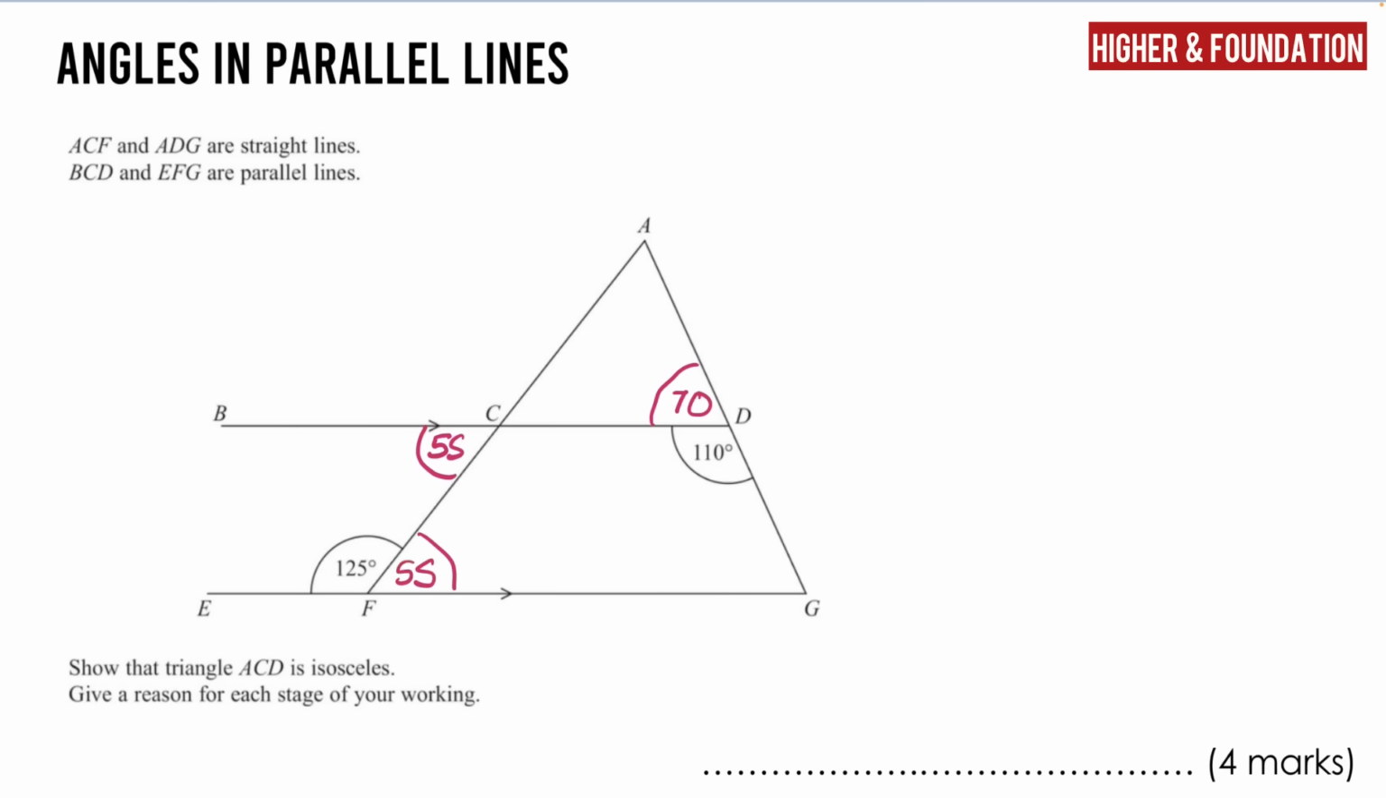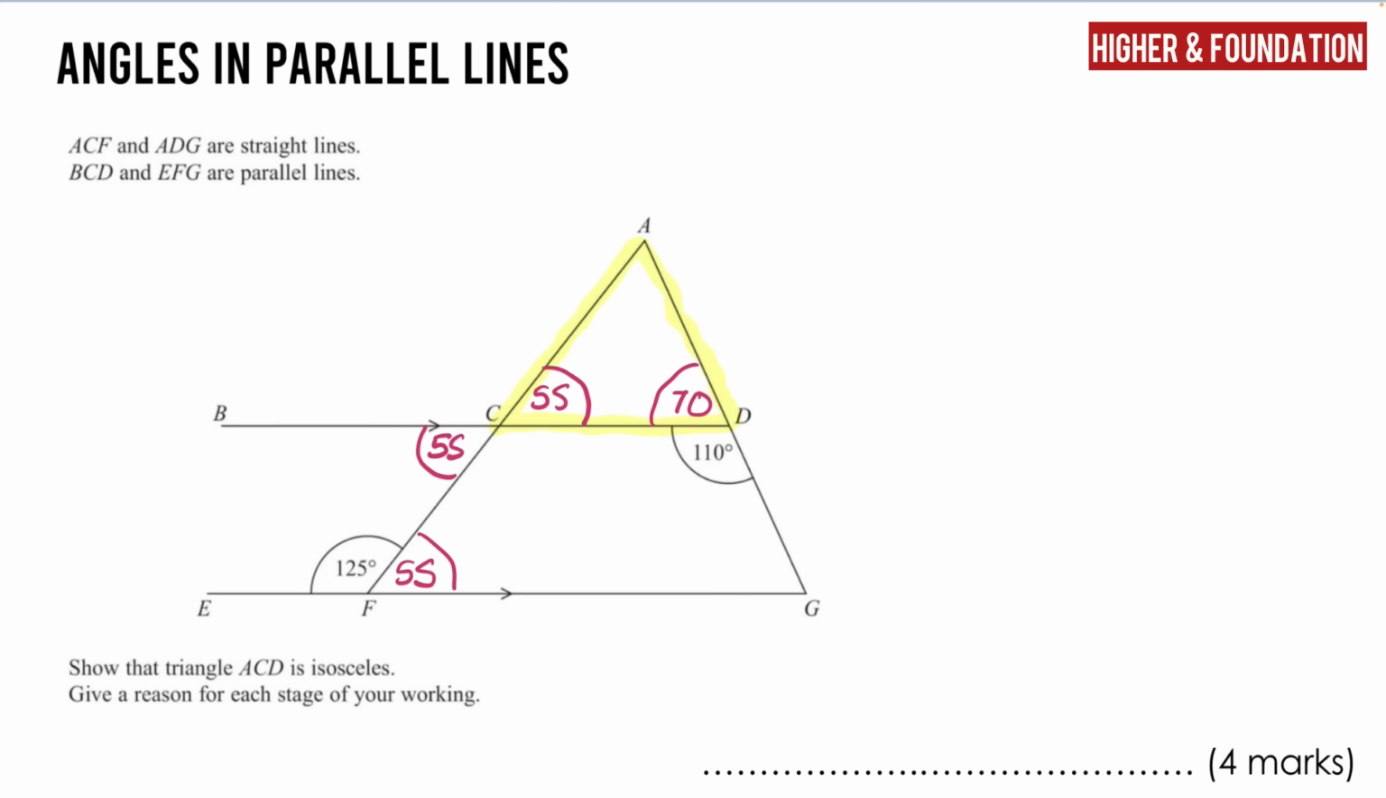Then there's others that I can go from there, but this does say show that ACD is an isosceles triangle. Now this is ACD just here, and an isosceles triangle has 2 angles that are the same. So I want to prove that 2 angles are the same. Well, I've already got that 55. These are vertically opposite angles, so that would be 55 there as well.